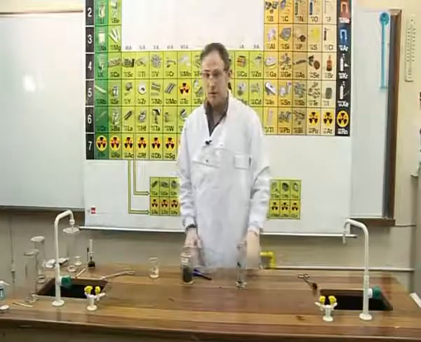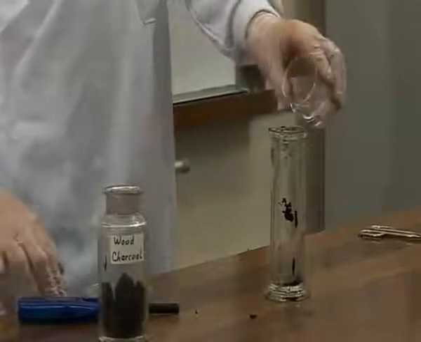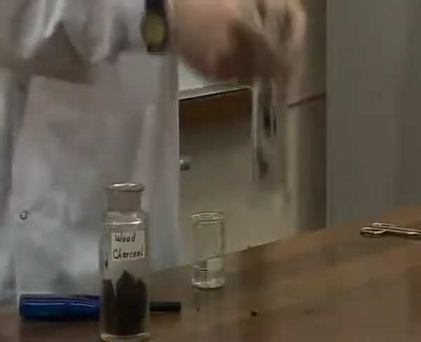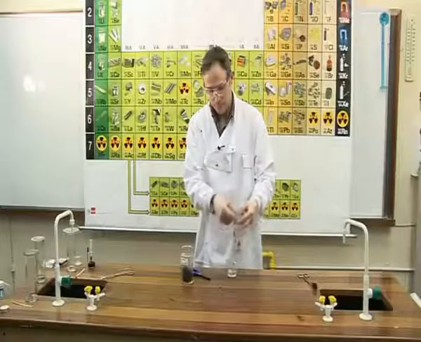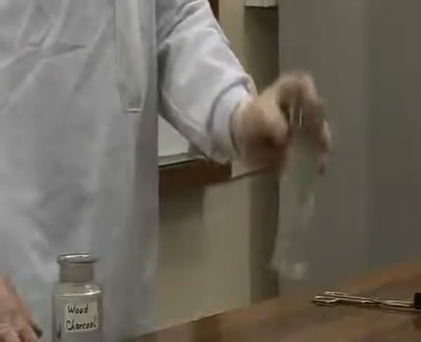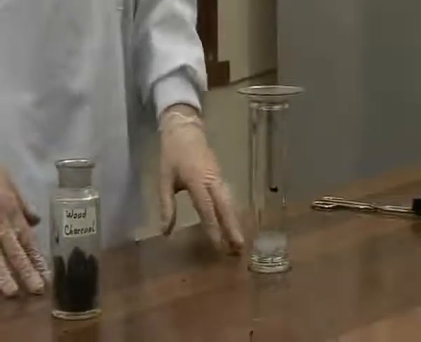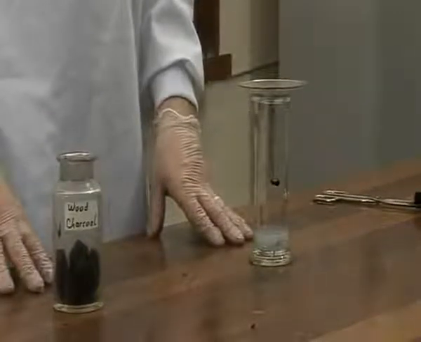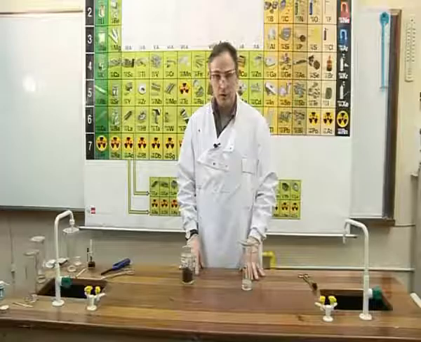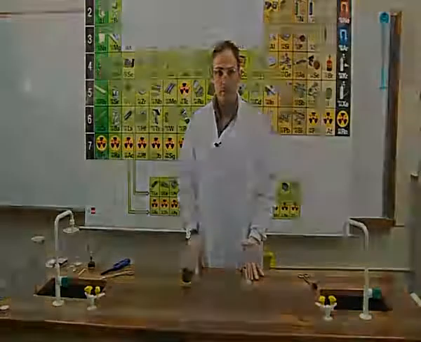We will now test the products of combustion. So to the gas jar, I'll add a small volume of lime water. We will stopper and shake the jar. After shaking the gas jar for a couple of minutes, it can be clearly seen that the lime water has changed colour from clear to milky. This indicates that one of the products of the combustion of charcoal is carbon dioxide. That is the end of experiment OC24.